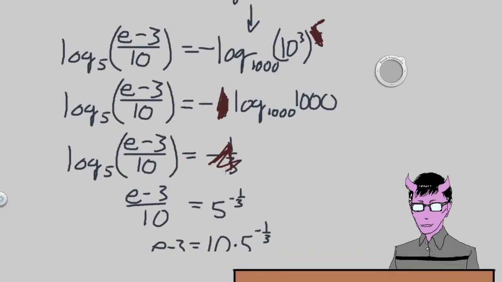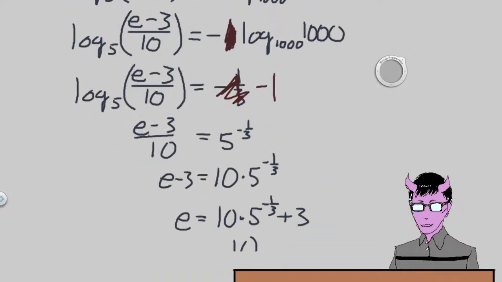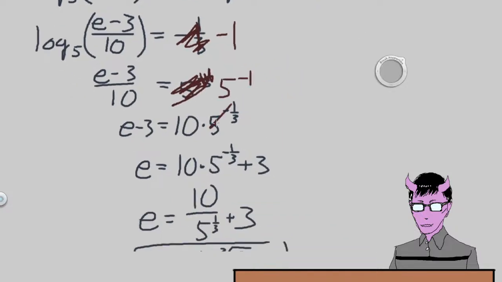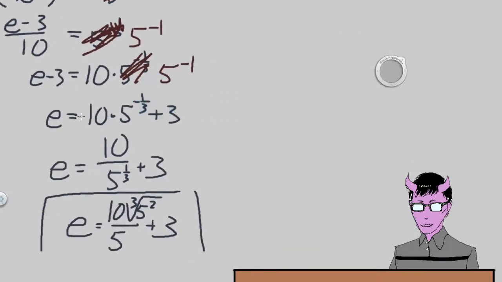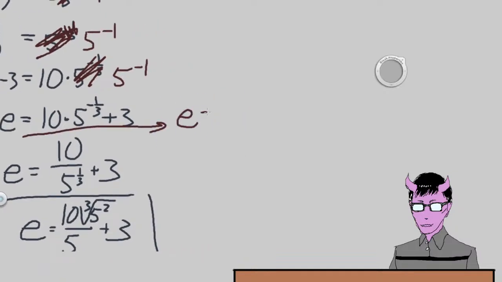So that we wouldn't have this one. And this would just be -1. So that would have been 5 to the power of -1. And that would have been a nice answer, right? So the answer it was supposed to be is e is equal to 10 times 5 to the power of -1 plus 3. Send this across the fraction bar. It becomes positive exponent.